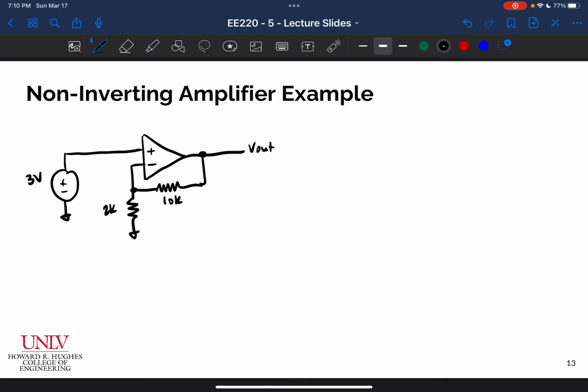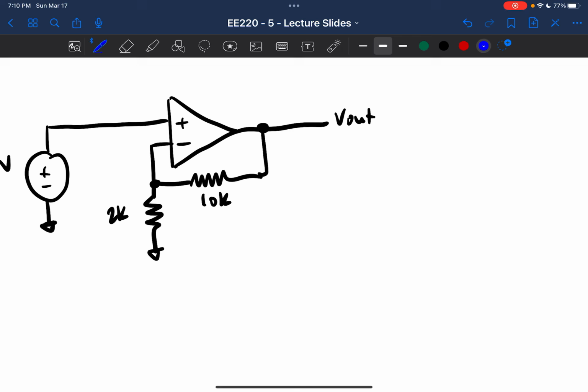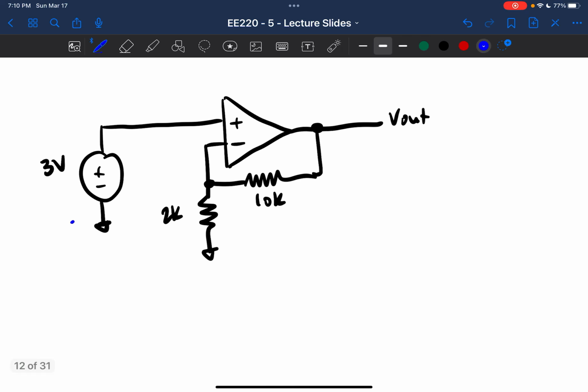Okay, we're going to solve it the long way, and then we'll solve it using the equation from the previous slides and show that they are equivalent. So let's start. I know that I have 0 volts here, so my voltage drop across my battery is 3 volts.